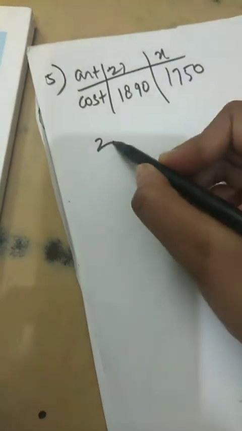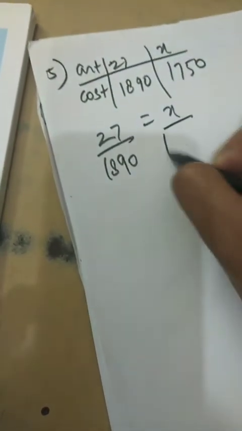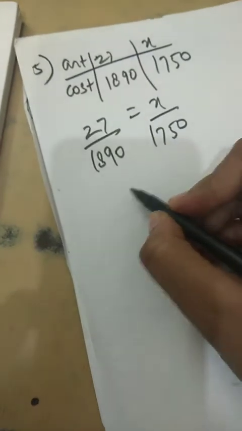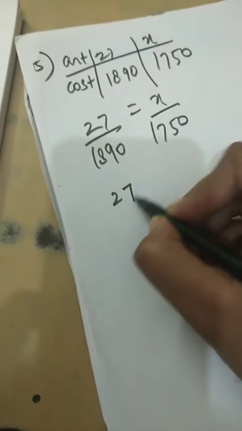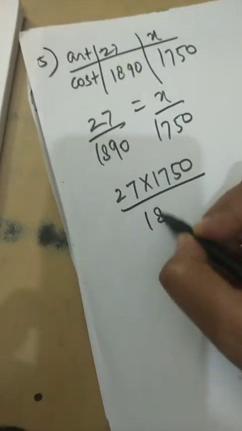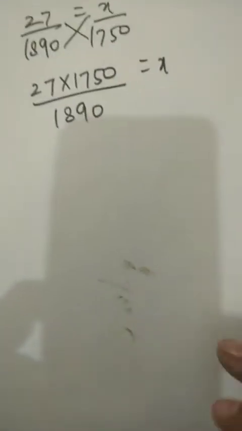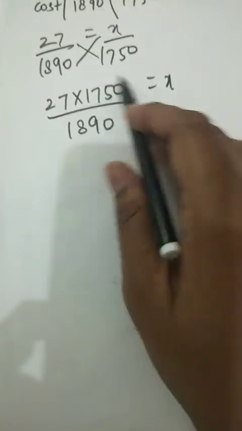So you will write 27 upon 1890 equal to x upon 17. This will be 27 into 17, just cross multiply like this. After that you will just solve this equation and get the answer.